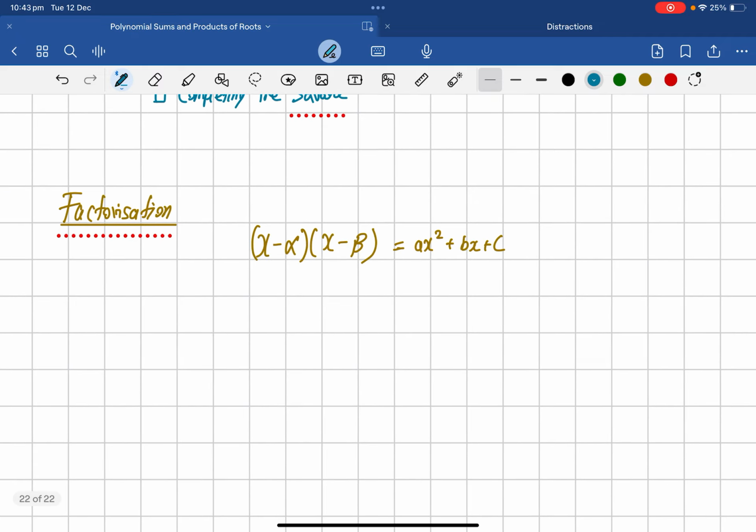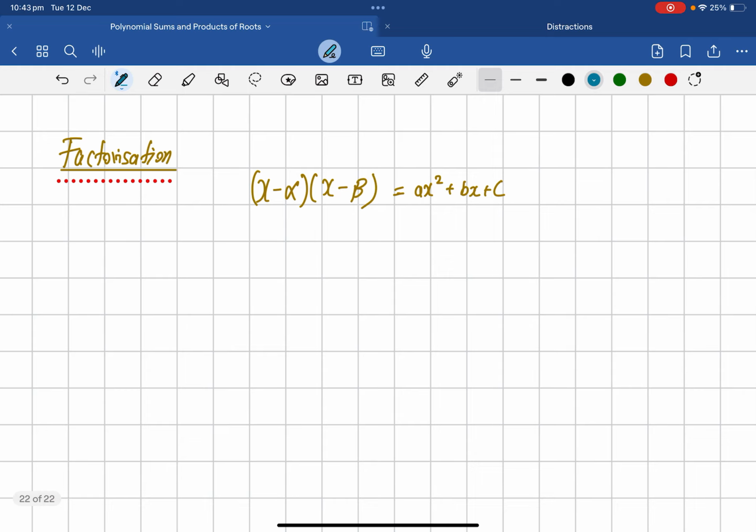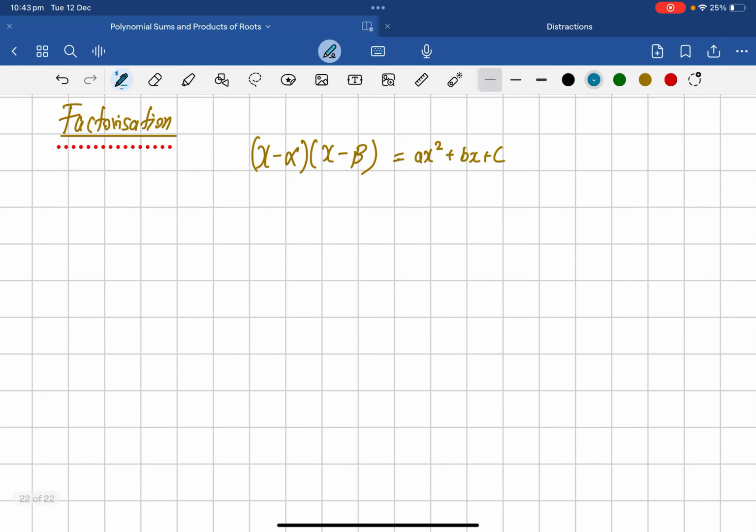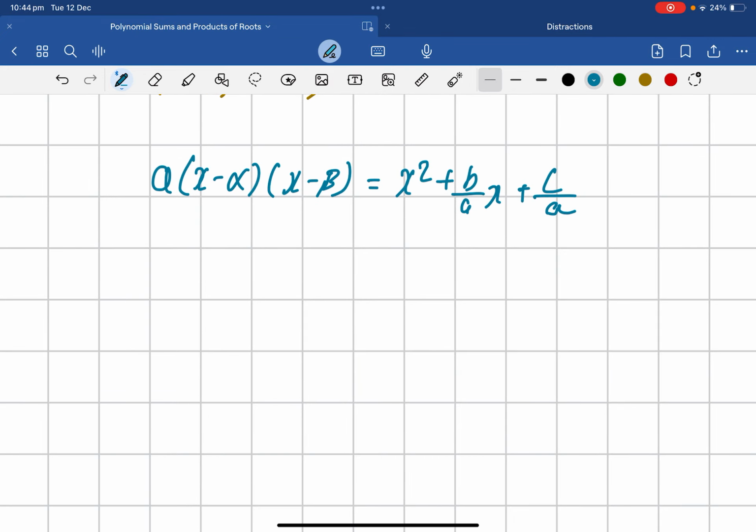So what we're going to be doing is dividing both sides by a. So let's go and do that. Let's divide both sides by a. So a(x minus alpha)(x minus beta) is equal to ax squared plus bx plus c, and dividing by a gives (x minus alpha)(x minus beta) is equal to x squared plus b on a x plus c on a. Okay, so now that we have this expression, look at it. Because you have a on this side, when you divide by a, this a gets cancelled out too.